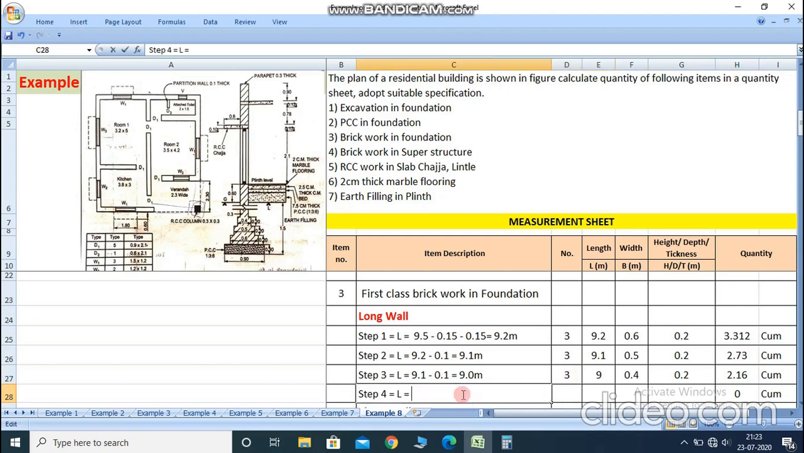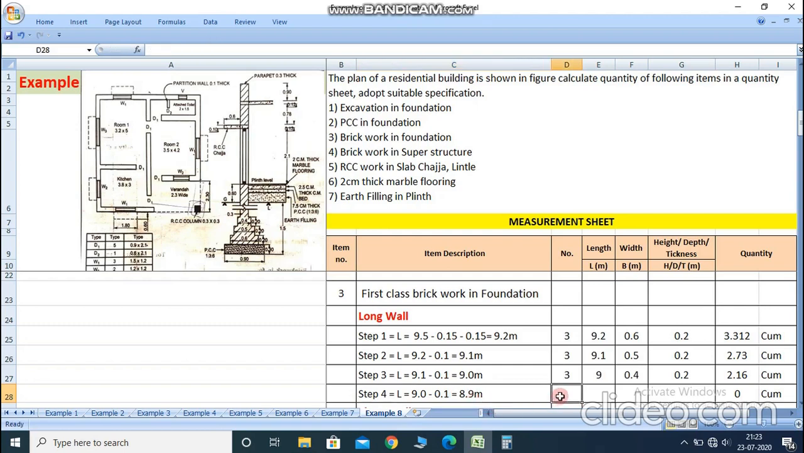Now for step 4, the length is 9.0 minus 0.1. So that 0.1 is the difference, 0.4 minus 0.3. So it's 0.1, which is equal to 8.9 meter.